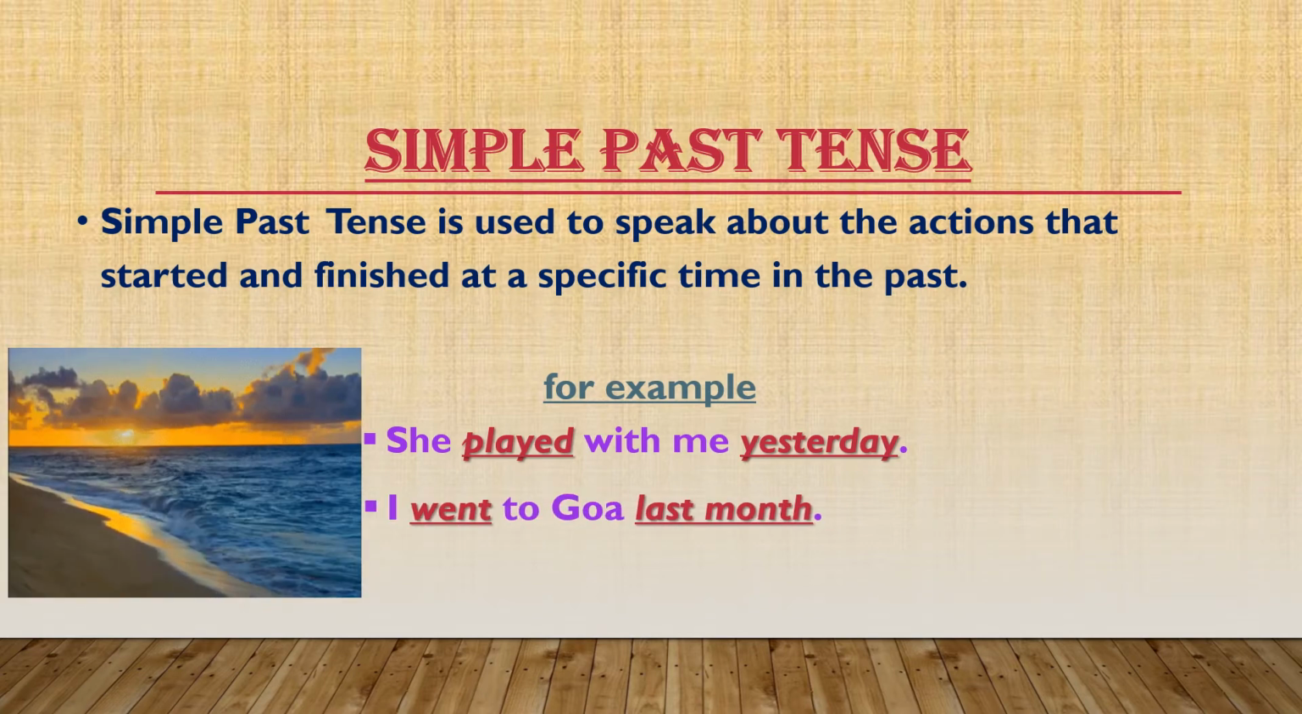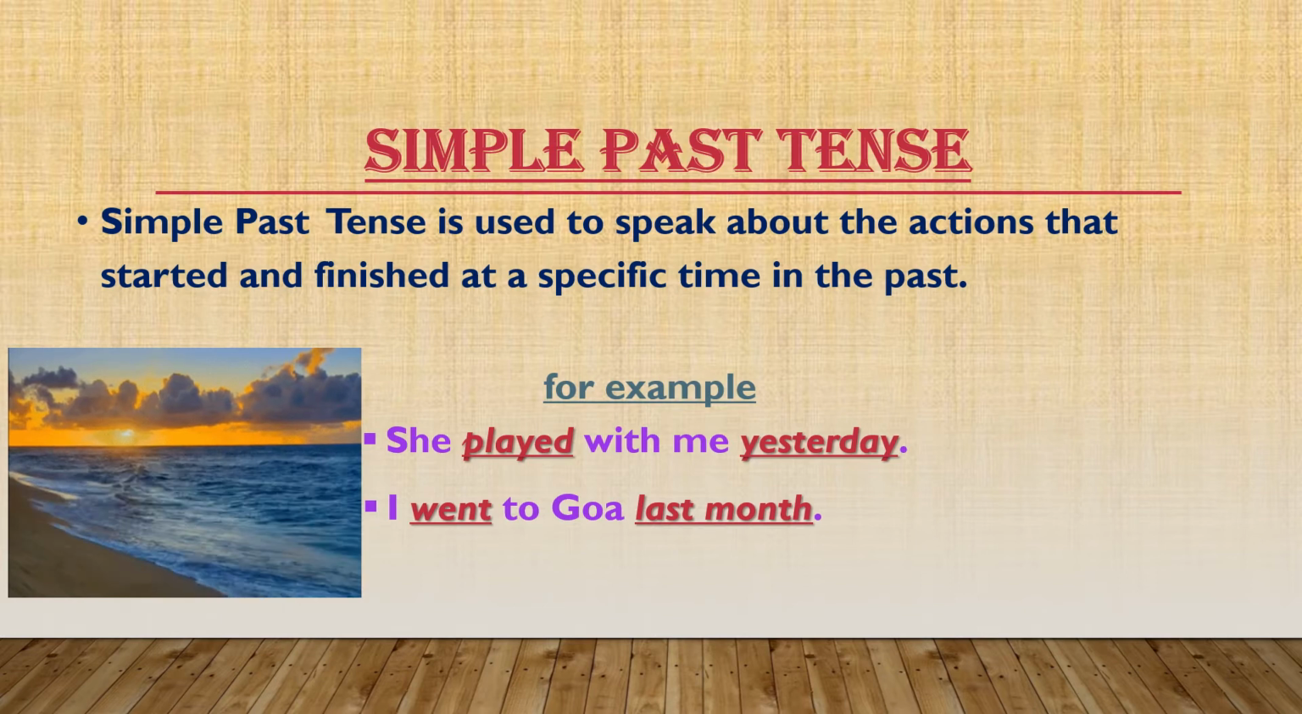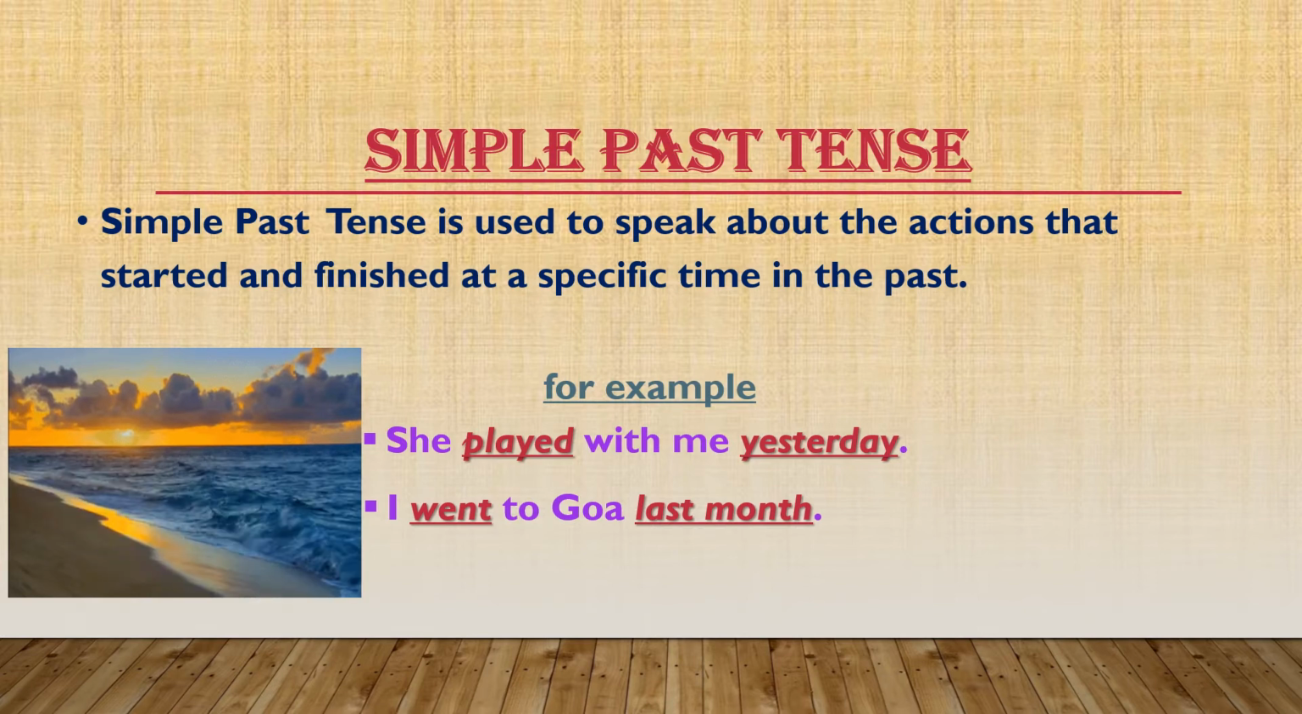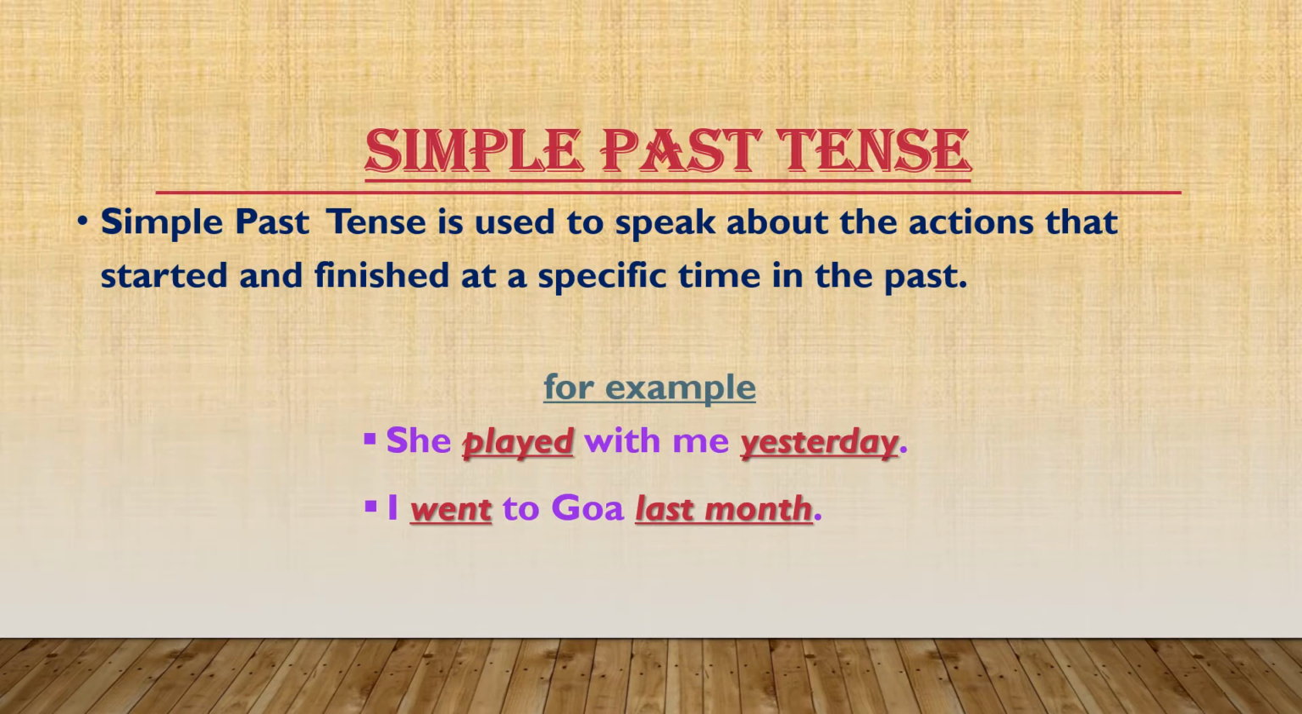Let us take another example. I went to Goa last month. Last month is already over. That is why we have used past form of verb over here. What is the past form of verb used here? Went. You must be remembering go, went, gone. You've learnt it, the three forms of verbs. So went is the past form of verb used over here.